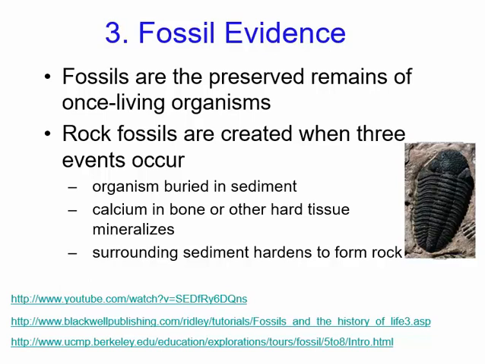Now, you might imagine, given this second bullet, calcium in bone or other hard tissue, we have lots of great fossils from organisms that have, say, an exoskeleton or bones, but soft-bodied organisms, where they don't have structures that can fossilize very well, we have very poor fossil records of.